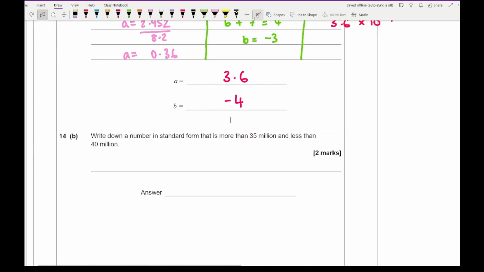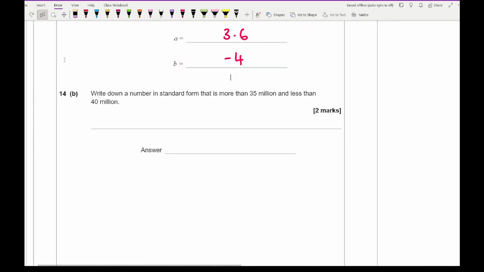Then moving on to question 14b, it says write down a number in standard form that is more than 35 million and less than 40 million. Now for this, what you want is a times 10 to the power of 7. Now a needs to be between 35 and 40. So, sorry, 3.5 and 4.